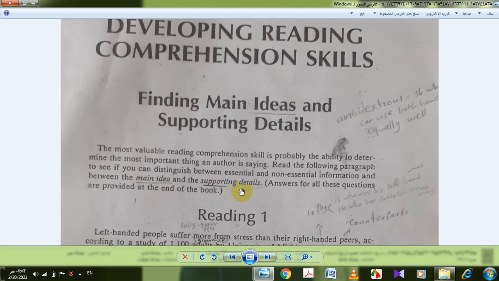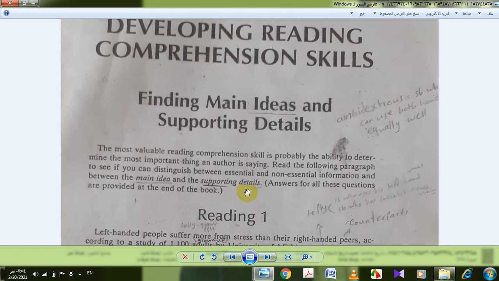Let's go first of all, main idea and supporting details. We have already studied in the previous courses the difference between the main idea and the supporting details. Of course, the main idea is the most important idea of the paragraph. It gives the reader a hint about what the paragraph is about. It usually comes at the beginning of a paragraph, though it sometimes comes in the middle or at the end. This is for main idea.